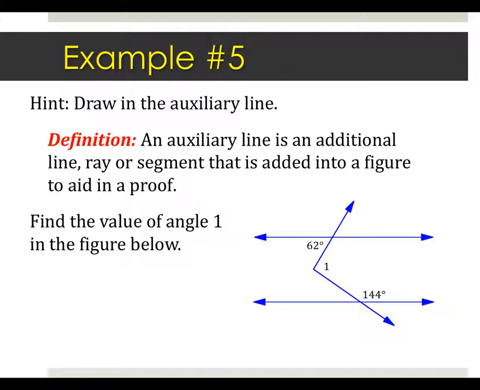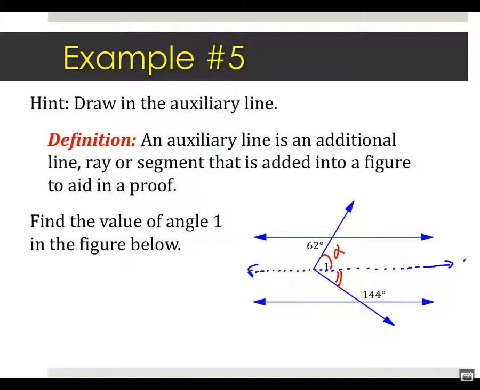Last situation is something called a crook problem using an auxiliary line. I'll show you real quick how to solve these. An auxiliary line is a line that you can add to any diagram. I'm going to add my auxiliary line right here. This is called a crook problem because this line is bent in a crook. It divides angle 1 into 2 separate angles, this one and this one.